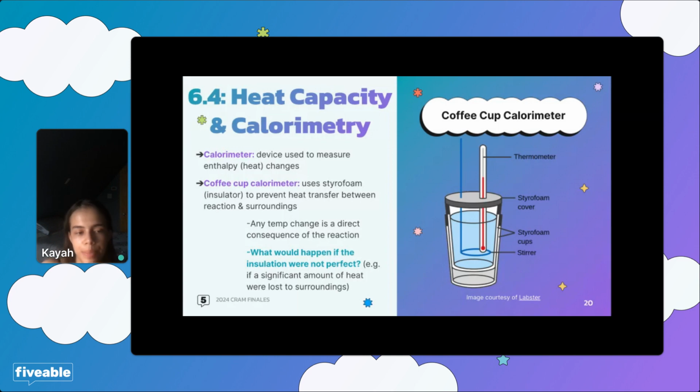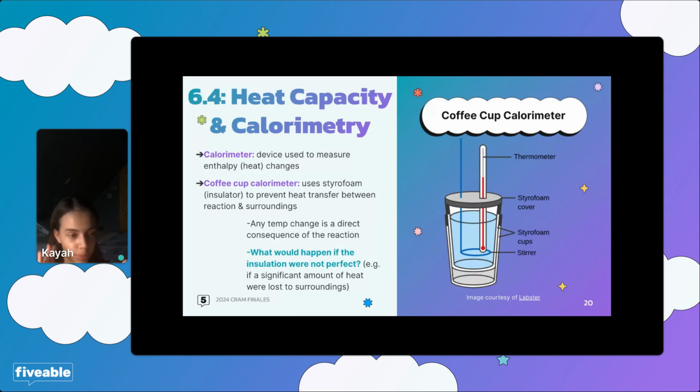And what would happen if the insulation were not perfect, right? If the insulation were not perfect, then you would be risking a significant amount of heat being lost to the surroundings, and then you don't have an accurate representation of the heat change or the enthalpy change of the reaction itself, right? Because if you have heat seeping into the surroundings and you're trying to gauge the heat absorbed or released in this reaction, you won't be able to get an accurate gauge of that since it's seeping out into your surroundings.